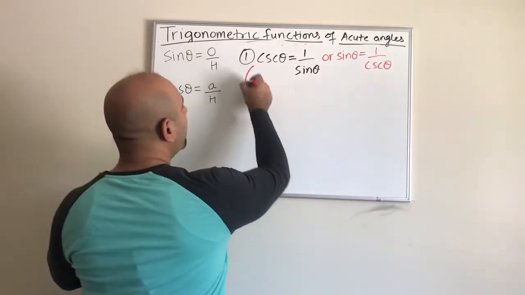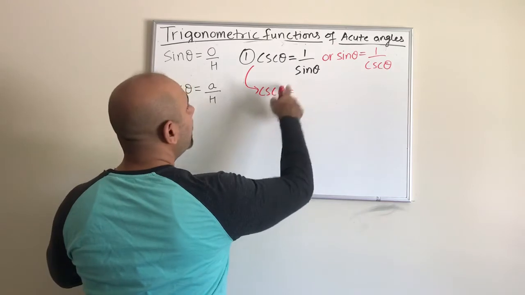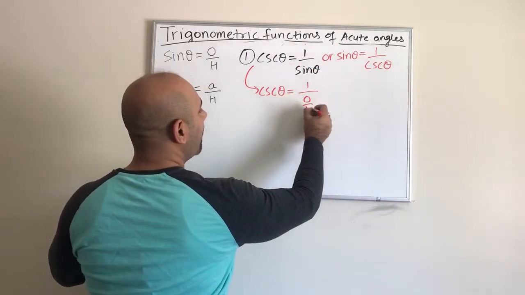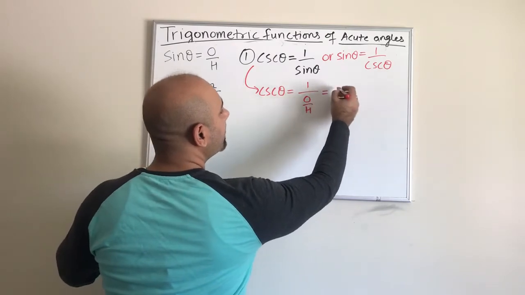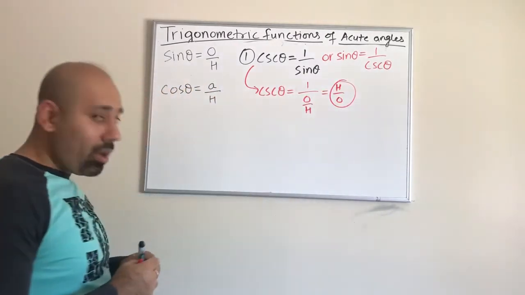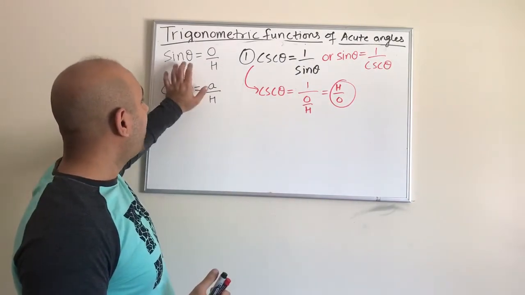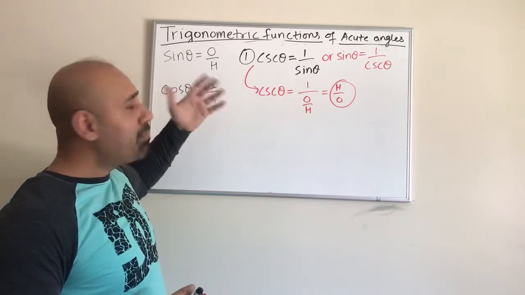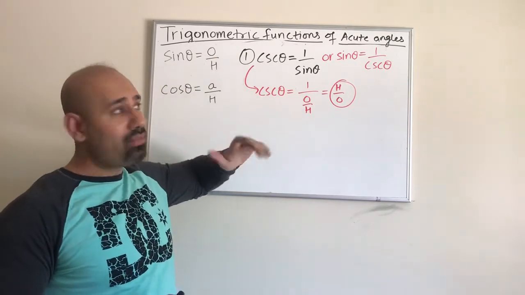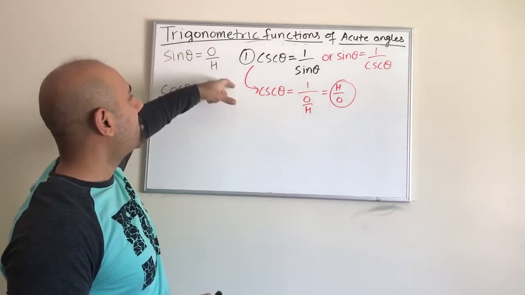So if I have to write the cosecant, it is 1 over sine, which is opposite over hypotenuse. And if I simplify this, it's just going to be hypotenuse over opposite. Now you have two ways of thinking about it. The first one is the very simple way. Sine is opposite over hypotenuse, cosecant is the reciprocal of it, so you just switch this: hypotenuse over opposite.